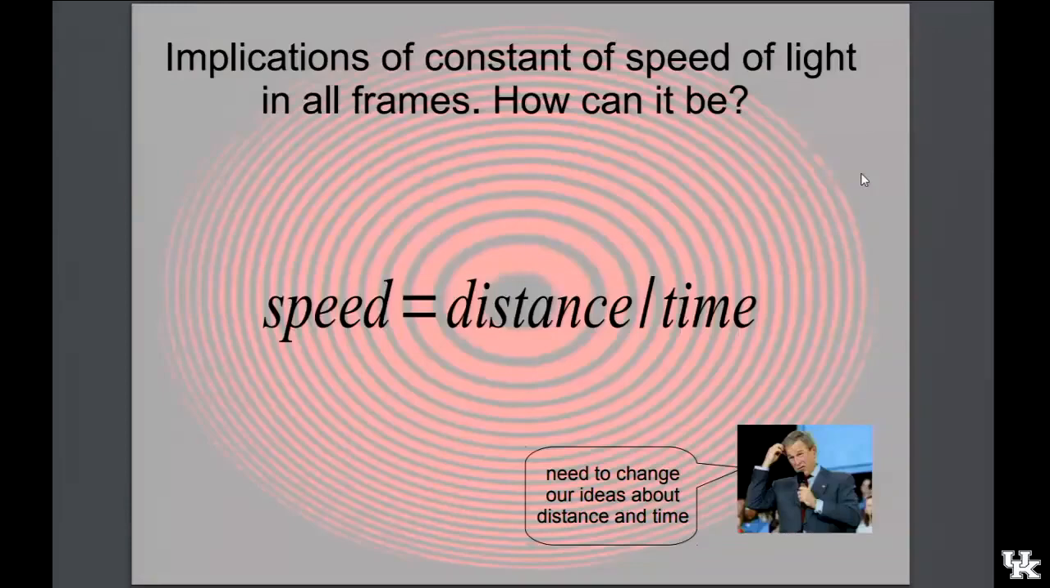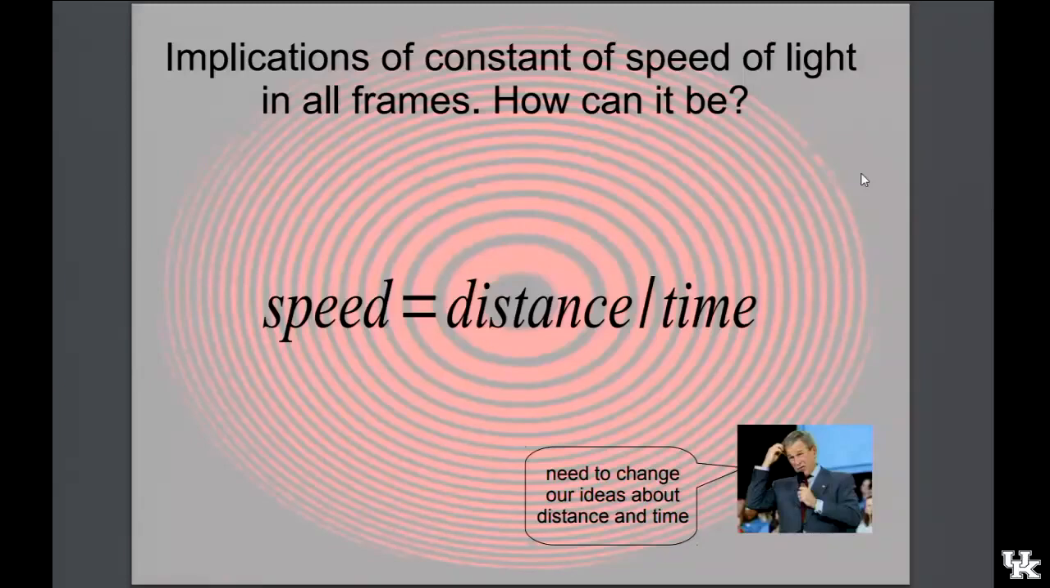Well, what Einstein did, or one of the things Einstein did, is to realize that there's a way out of this impossibility. And the way out of this impossibility of the constancy of the speed of light is to think about what are the ingredients in the speed of light. What is the ingredient in speed? Speed is distance over time.